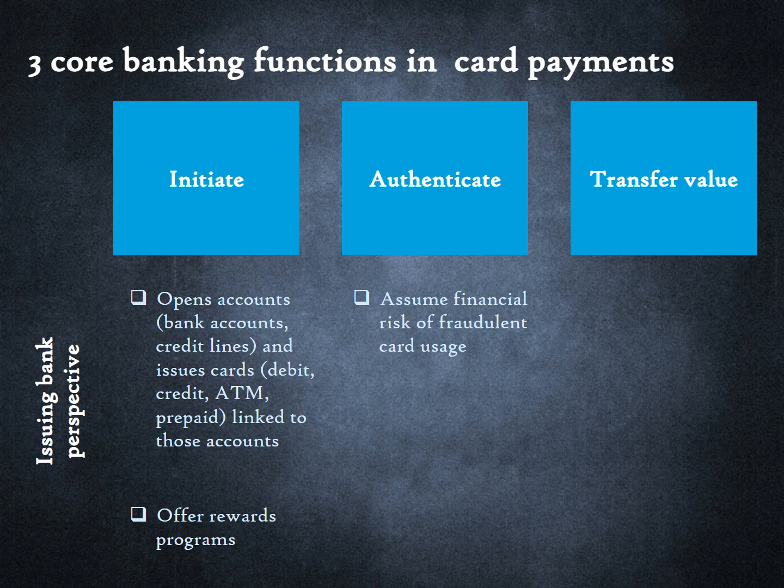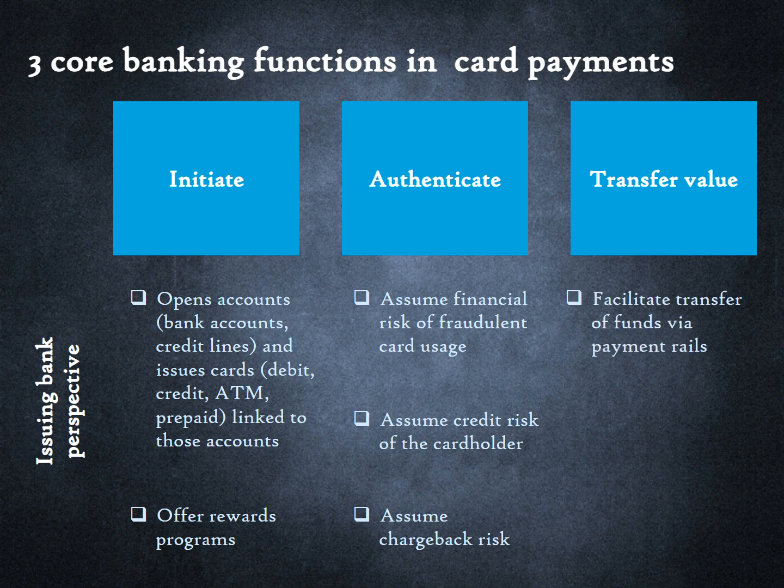In the authentication stage, the issuing bank assumes the financial risk of fraudulent card usage. Credit card issuers assume credit risk that the consumer won't repay them. Also, consumers can dispute charges on their cards. These are called chargebacks. If the merchant does not issue a refund, under certain circumstances the issuing bank may have to foot the bill. Finally, issuing banks facilitate the transfer of funds via payment rails.